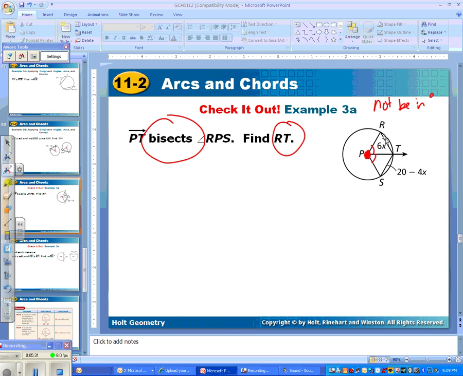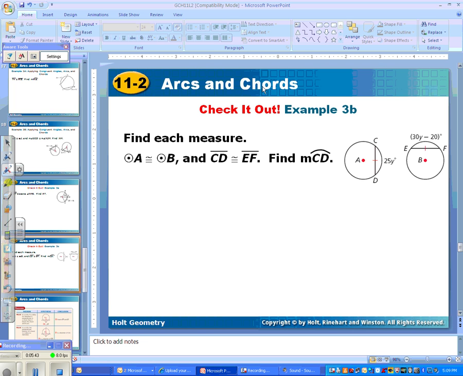All right, so if these are congruent, that means that these pieces have got to be congruent. So all you have to do is say 6x equals 20 minus 4x and solve. I think you guys are getting the point here. So the next one, you're going to title this number 4. This is the fourth example. Might be on your quiz tomorrow. Go ahead and answer this question in your notes and you'll be ahead of the game for tomorrow.